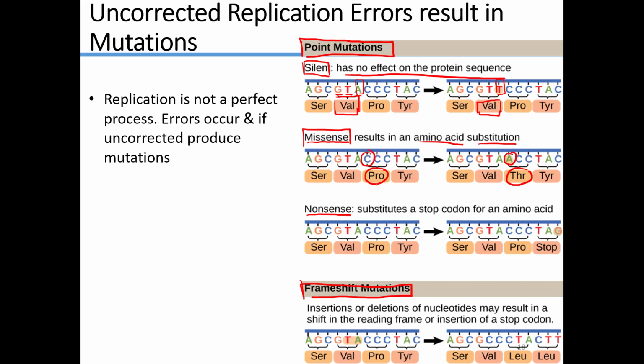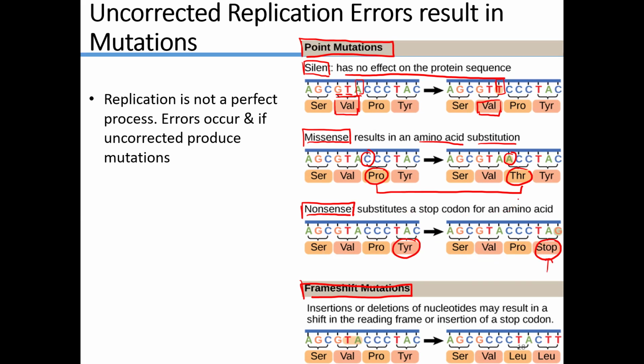So again, it's changing that PRO to a THR. Our next is going to be nonsense. A nonsense substitution substitutes a stop codon for an amino acid. In this case, you can see we have SER, VAL, PRO, and THR, and our TYR has been substituted for a stop. Essentially, this is telling the sequence to completely stop.